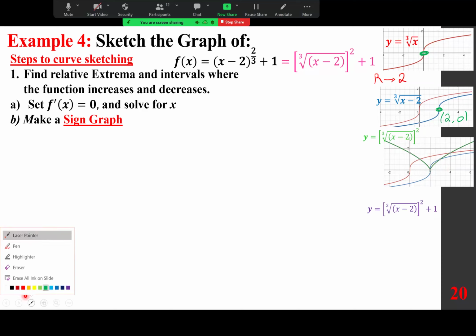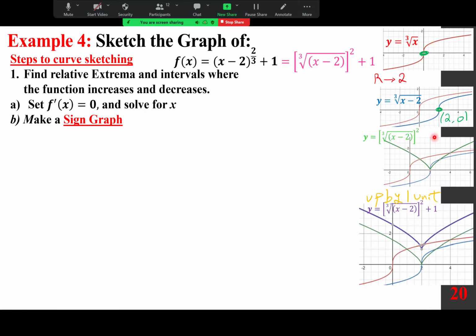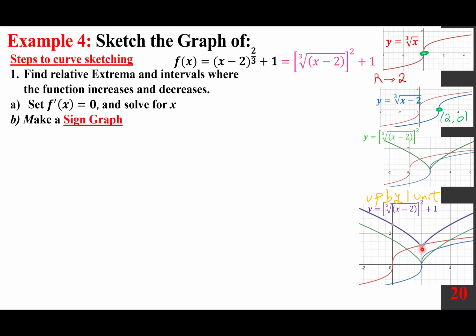So I'm going to write up by 1 unit. So this function, this graph, this green one, goes up by 1. When it goes up by 1, now this, which had the coordinate 2, 0, now has coordinates 2, 1. We are done with transformation.